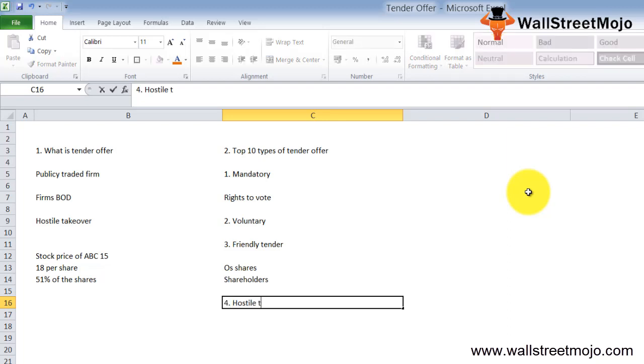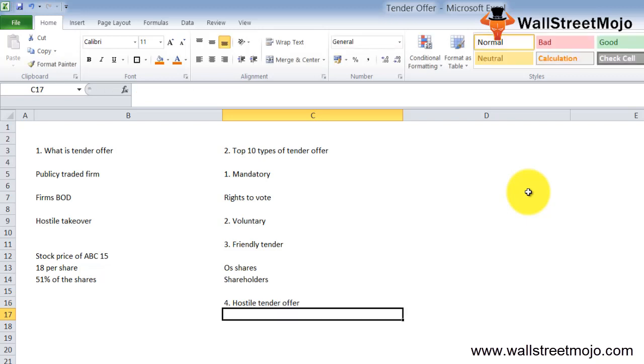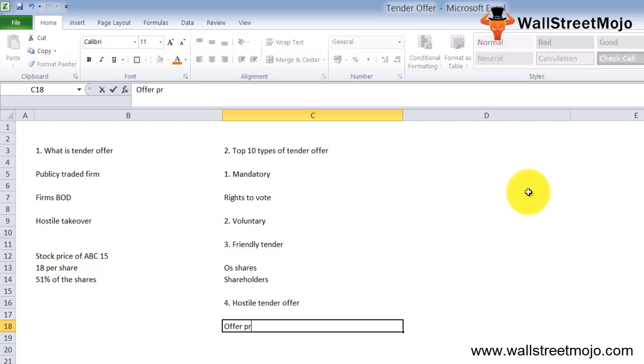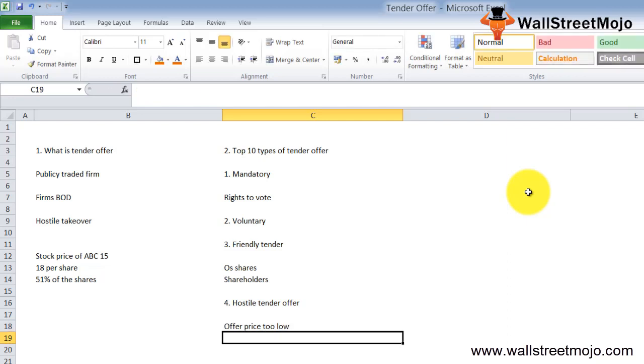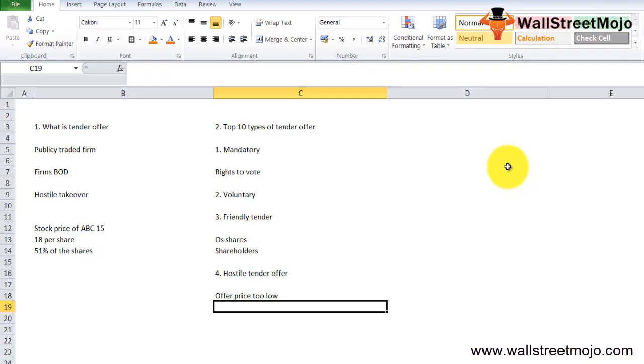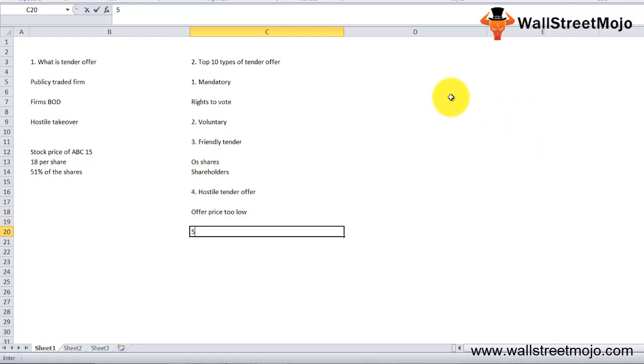Then there is the hostile tender offer. If the person or entity making the offer does not inform the board of the target company of the bid, or if the board thinks that the offer price is too low, and the person or entity making the offer continues to publicize the bid, then the offer is hostile.